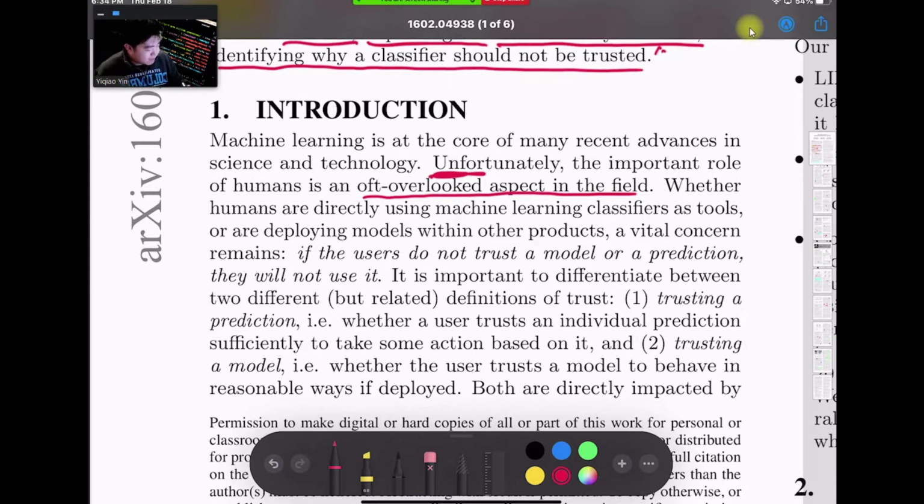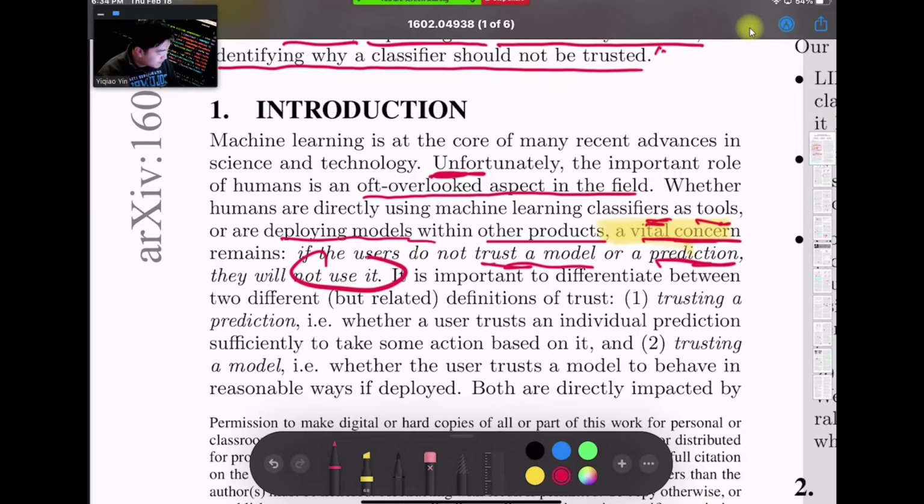Whether humans are directly using machine learning classifiers as tools or are deploying models within other products, a vital concern remains. Okay, the vital concern, that's going to be a motivation. If the users do not trust a model or a prediction, they will not use it. That's of course true, right? If I don't trust this, why the hell do I want to use it?